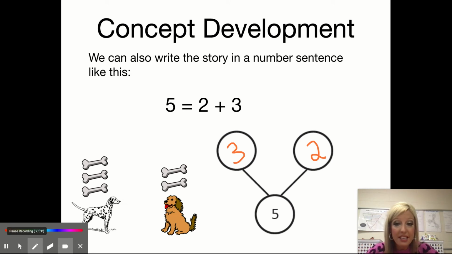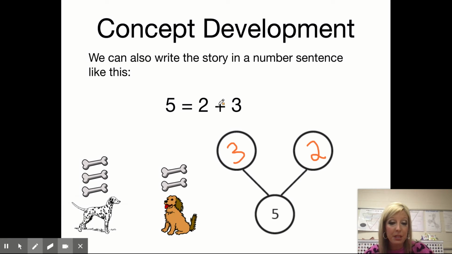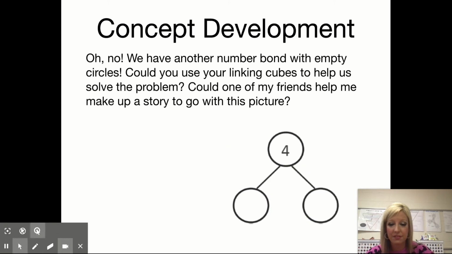We can also write a number sentence that matches our number bond. 2 plus 3 equals 5. One dog had 3 bones. Another dog had 2 bones. Together, the dogs had 5 bones. Go ahead and write that number sentence to match your number bond. You may pause the video now.